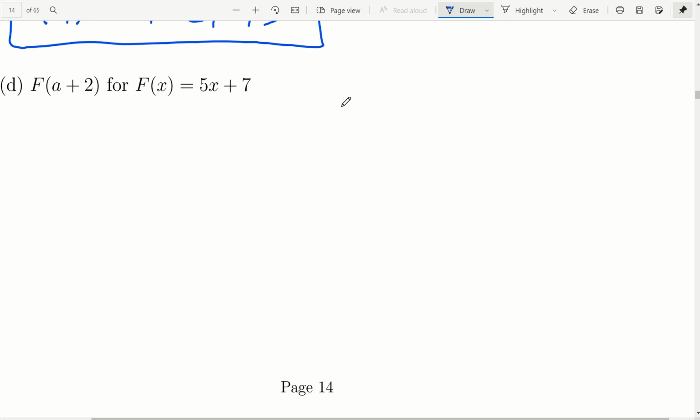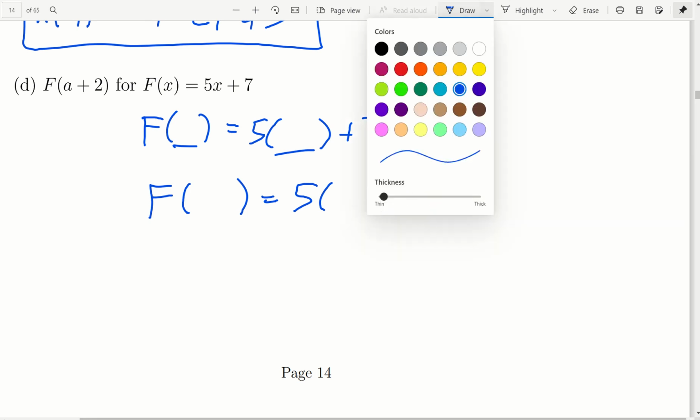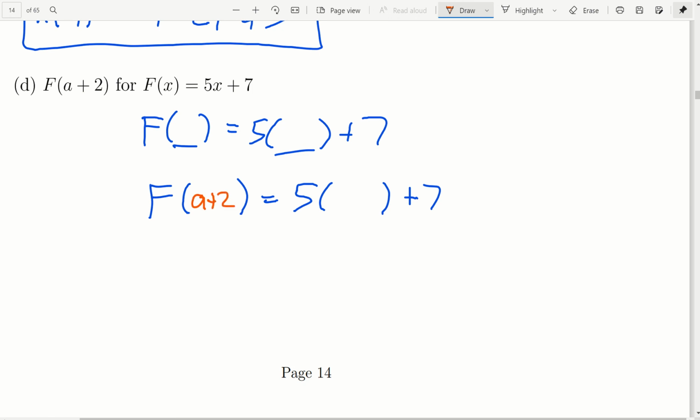Let's do another one of these. Let's find f of a plus 2 for the function f of x equals 5x plus 7. So I'm just going to begin by copying down the statement form. This function capital F says to take your input, multiply it by 5, and then add 7 to it. We're trying to find f of a plus 2, so everywhere we had the x, we're replacing it with the quantity a plus 2.